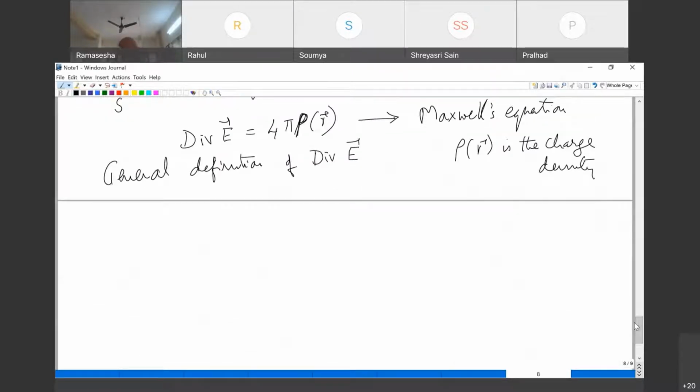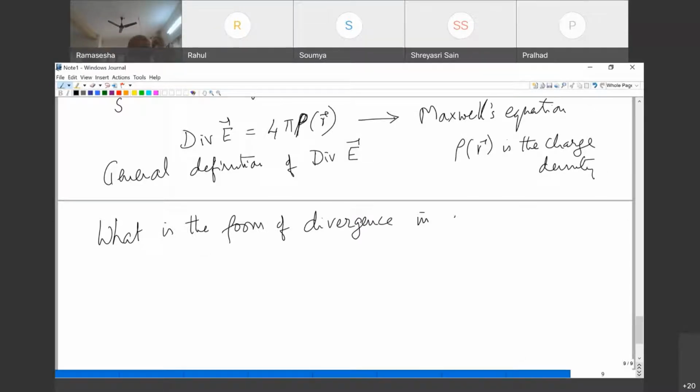Any other questions? No? Okay. What is the form of divergence in Cartesian coordinates? What I have given you is just a general conceptual definition of divergence E. But if you want to really calculate these quantities, then you require a form for the divergence in a given coordinate system. So in Cartesian coordinates, what's the form?